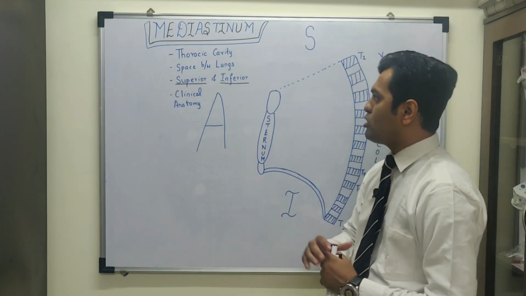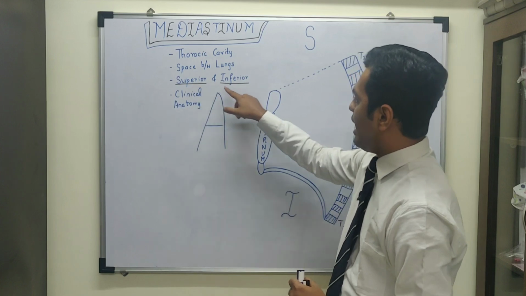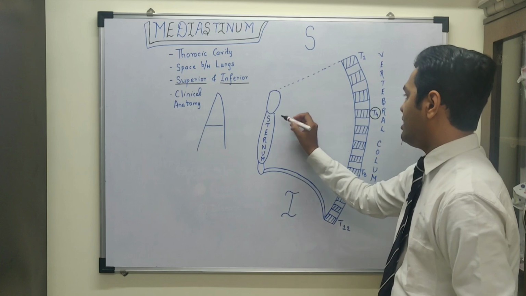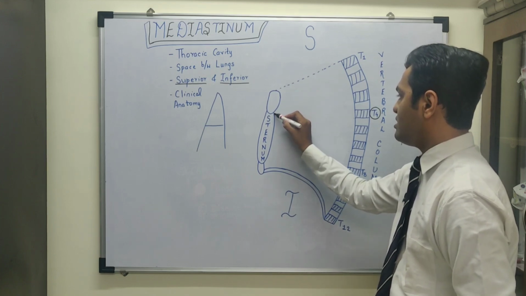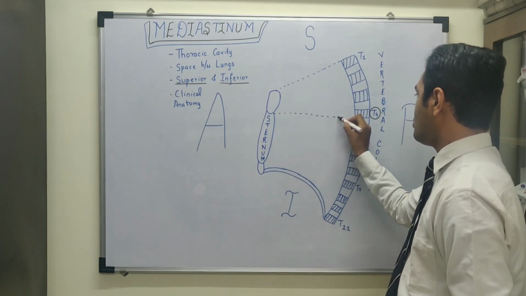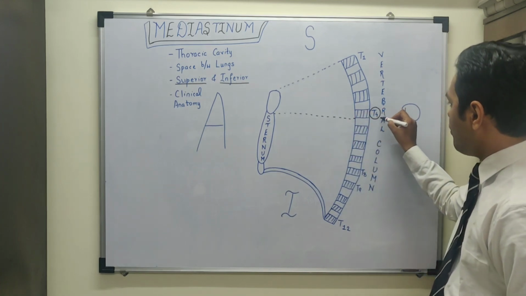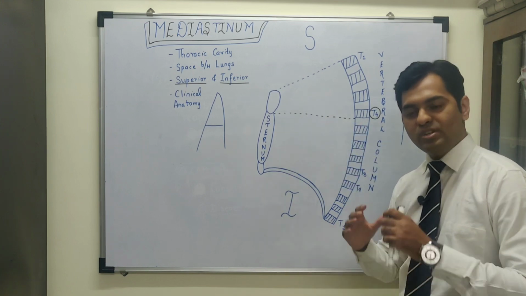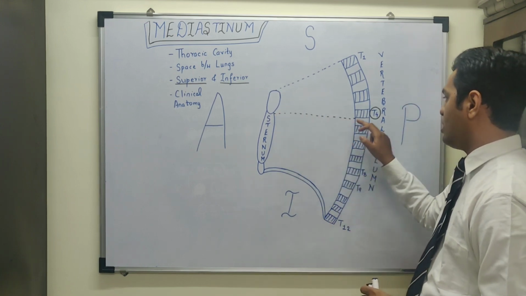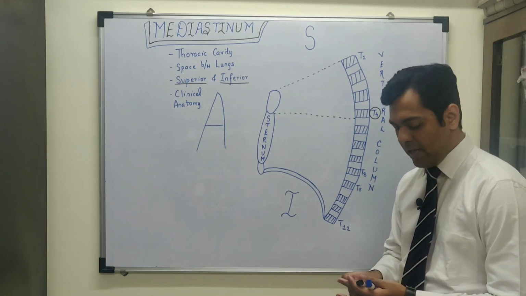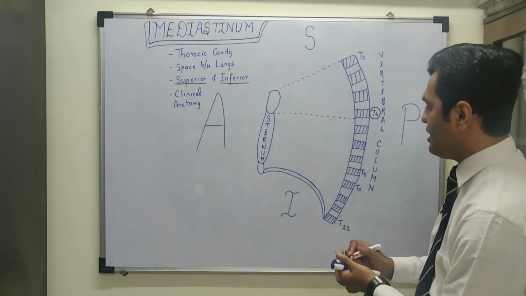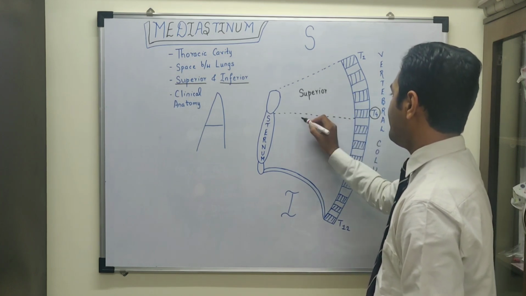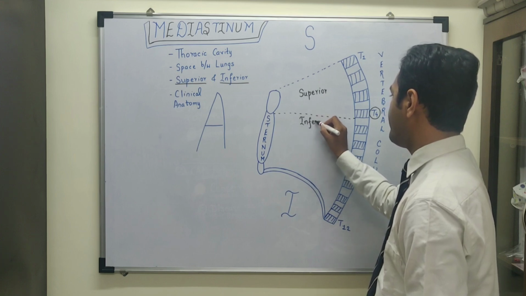When we discuss about the two divisions, that is the superior and inferior mediastinum, these divisions are formed by an imaginary line extending from the sternal angle to the lower border of the fourth thoracic vertebrae. So it's a horizontal imaginary plane which is extending from the sternal angle up to the lower border of the fourth thoracic vertebrae, which divides the mediastinum cavity into superior mediastinum and the inferior mediastinum.